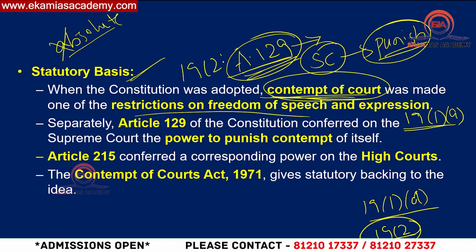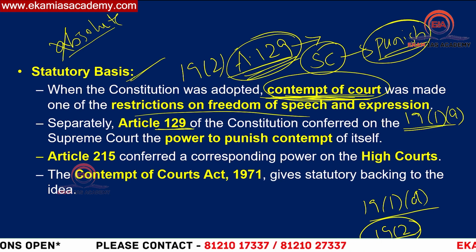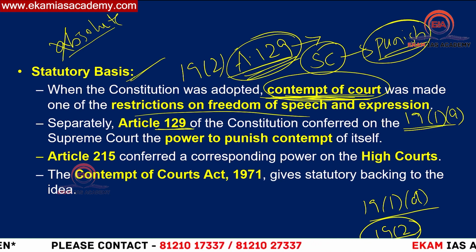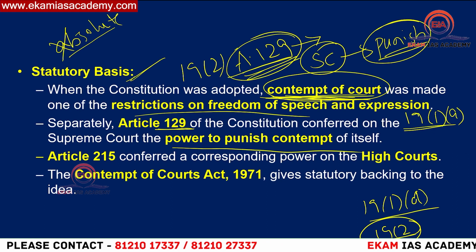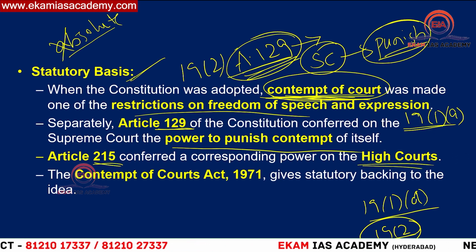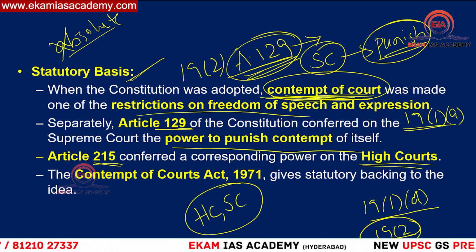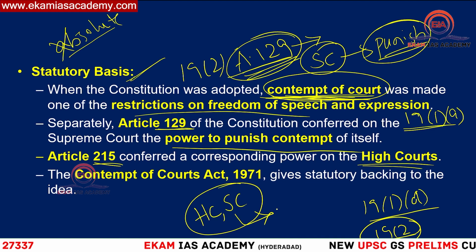Such restrictions under 1912 you have is this contempt of court. And separately, as I told you, Article 129 will specify that the Supreme Court has power to punish contempt. Similar powers are also there for the High Court. Now do remember, only Supreme Courts and High Courts have the power to issue contempt proceedings.